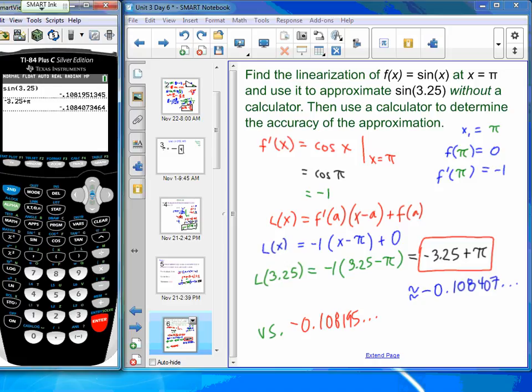Okay, so what are we going to do? Well, I'm going to take this and subtract my sine of 3.25 to compare and see how well we did. By golly, 0.0002122, so that's pretty good. So the difference between those is within 0.0002122. Hey, that's pretty good.